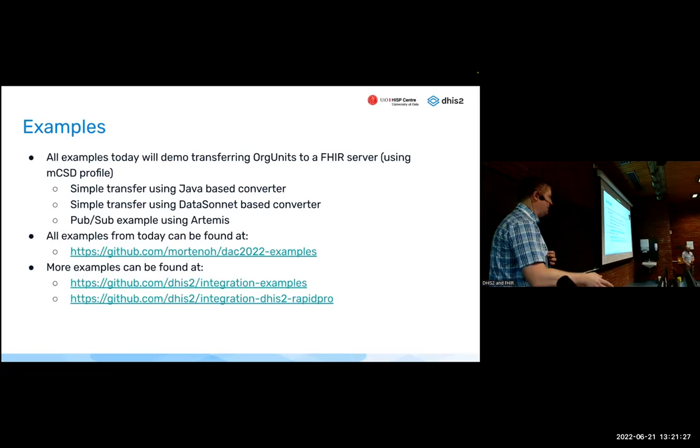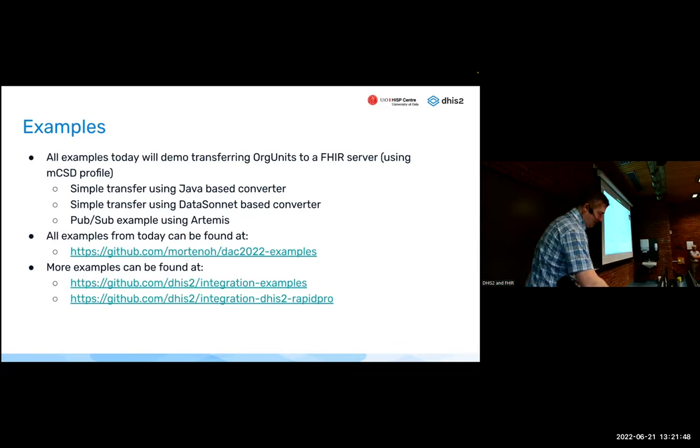There's also a patient example, a very simple patient example that just pulls out patients from DHIS2 and puts them into a HAPI FHIR server. But also very, very basic. It doesn't have any data or anything like that. But it can be a starting point. And again, what we're showing today is just an approach. So you can replace the org unit stuff with patients or whatever, and it will be pretty much the same approach. That's the idea.